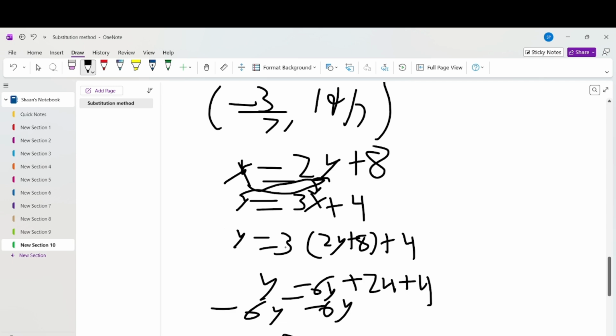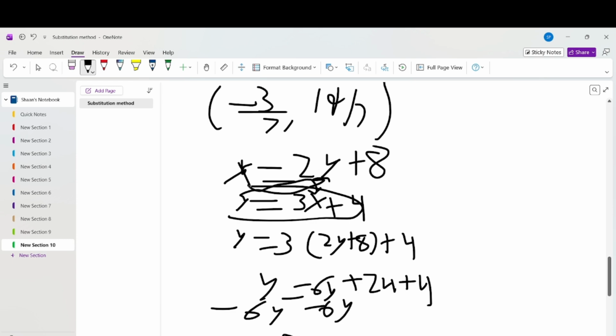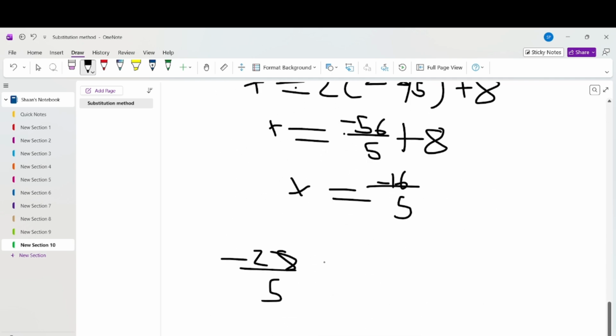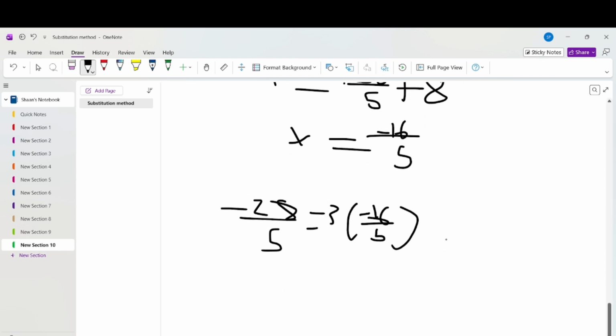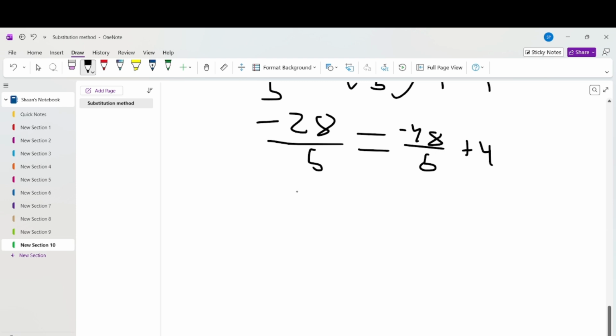So y is negative 28 over 5. We're going to plug y into this equation and x into this equation. So it says y is equal to 3x plus 4, so negative 28 over 5 is equal to 3 times negative 16 over 5 plus 4. So negative 28 over 5 is equal to 3 times negative 16, which is negative 48 over 5, plus 4. 4 is also 20 over 5, so this is negative 48 over 5 plus 20 over 5, which is equal to negative 28 over 5. So negative 28 over 5 is equal to negative 28 over 5.